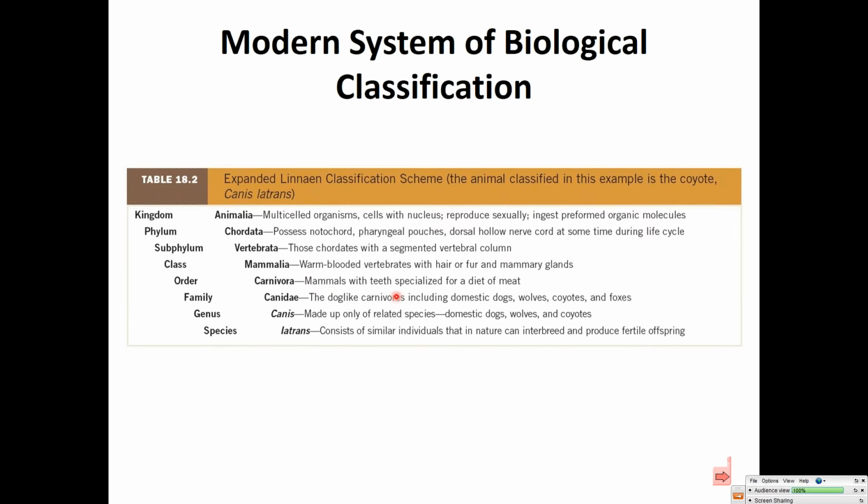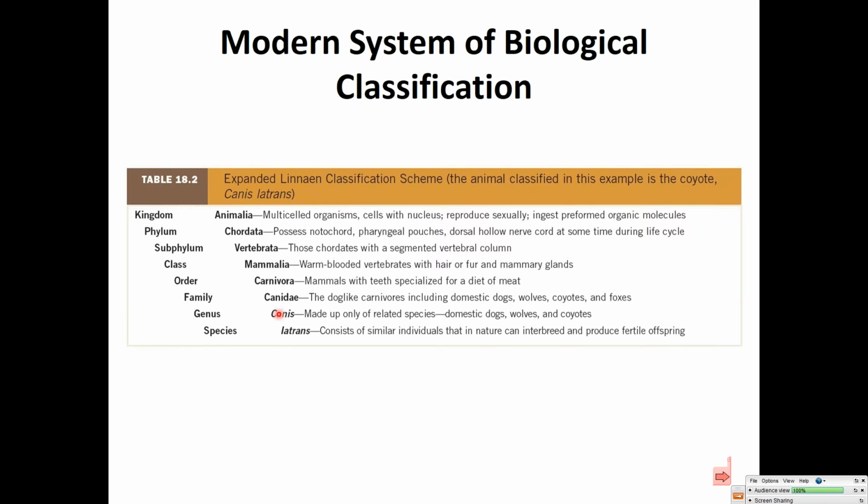They're in the family Canidae, which are dog-like carnivores, including domestic dogs, wolves, coyotes, and foxes. Genus Canis, made up of related species of domestic dogs, wolves, and coyotes, and finally, the species latrans. These are just coyotes, right? So for example, domestic dogs and coyotes are in the same genus, right? They're different species of the same genus. So they're closely related. They share a fairly recent evolutionary ancestor, which they diverged from.